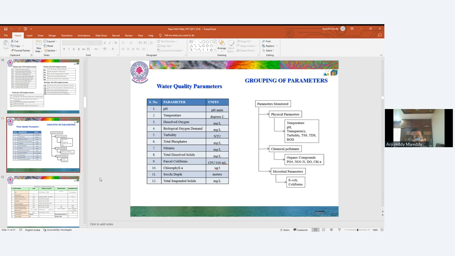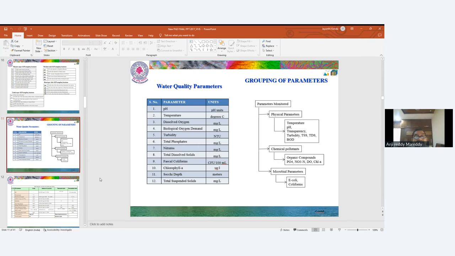And the chemical pollutants are organic compounds, and you can see NO3, dissolved oxygen, chlorophyll, like that. Of course, we have the biological parameters, microbial parameters, E. coli and coliform. These are some of the parameters we have selected for our study based on, number one, Ministry of Environment, Forests and Climate Change reference.